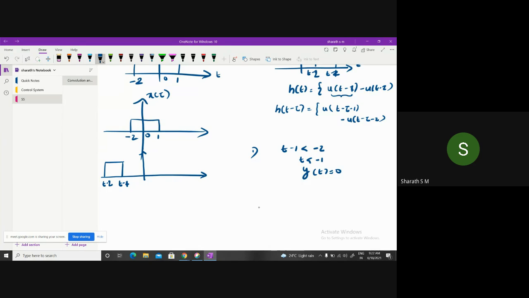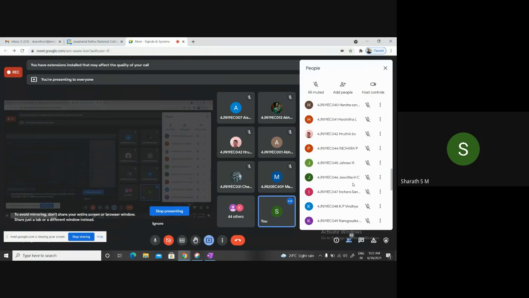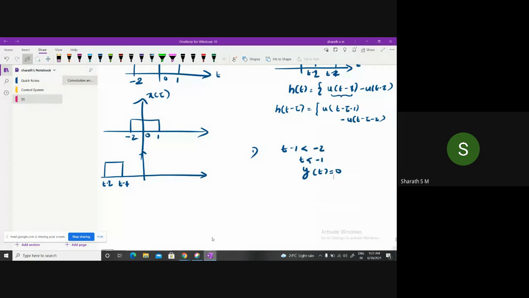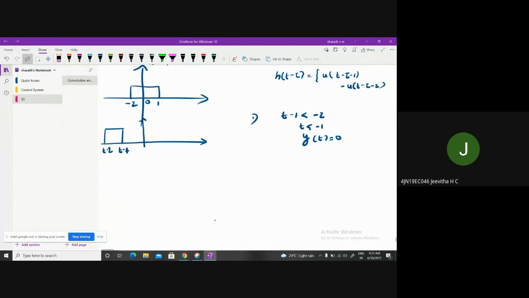What about the second case? All of you just make a proper label of those two signals, h of t minus tau and x of tau, with the x-axis as tau. So make a proper label of signals in each case.